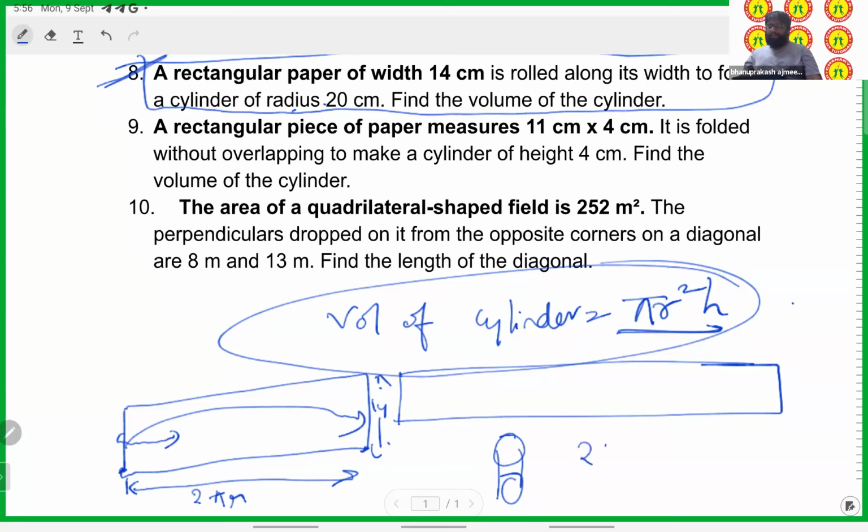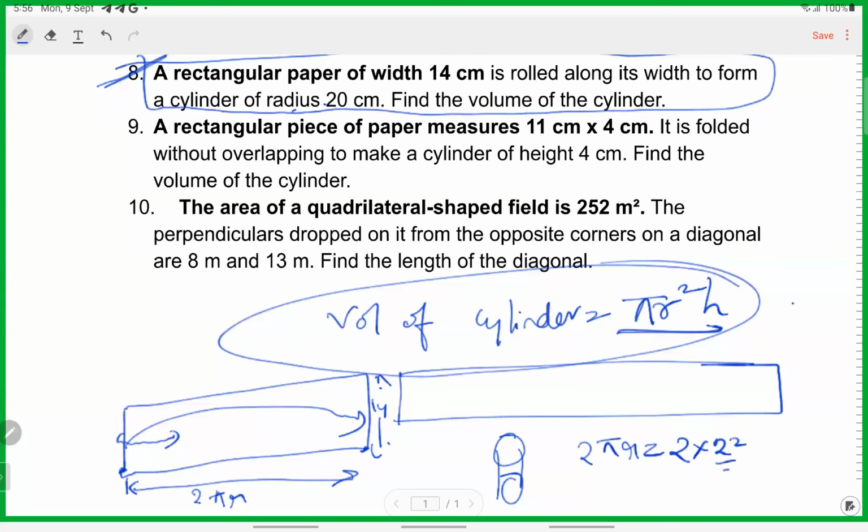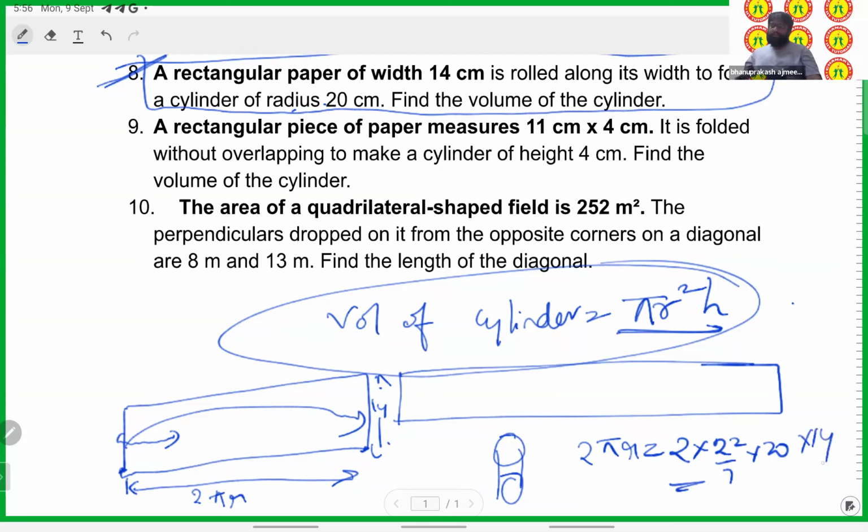So 2 pi r is how much here? Please tell what is the circumference here. 14, sir. How much? 14 centimeters. No, no, no. No, sir. Circumference into 14. So 2 pi r into width b. So ultimately, you will get the volume of the cylinder.